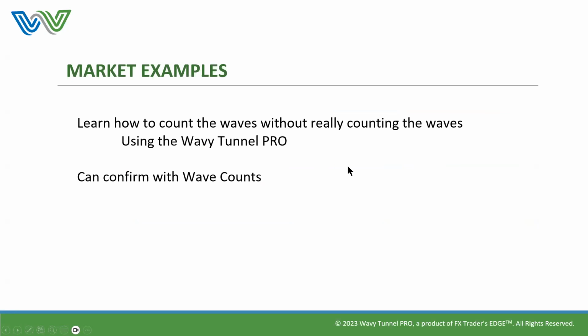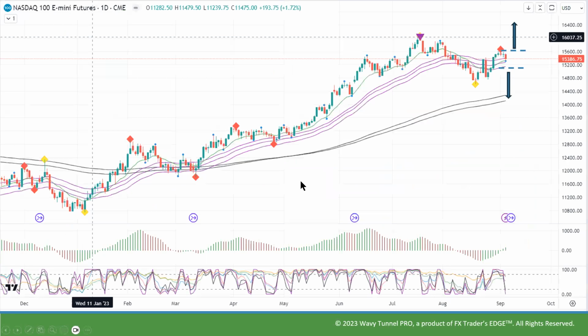So learn how to count the waves without really counting the waves using the Wavy Tunnel Pro, and confirm with wave counts. So I'm going to start by showing you, this is NASDAQ, this is the futures market, and this is where we are on the daily chart. I'm going to show you the Wavy Tunnel setup first, and then I'm going to show you the wave count. So our purple arrow indicates the end of a move, and that can be the end of a wave 3, the end of a wave 5. We don't know because I have no wave counts on this chart.